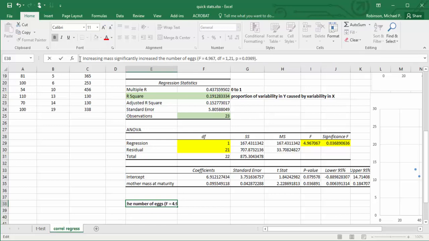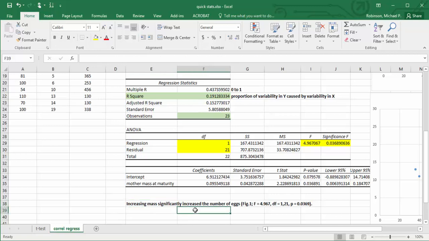And remember, you want to show them where those data are. So here, they're present in figure 1. Boom. Okay, so what I've just said, someone reading this can tell that as mass increases, it causes the number of eggs to increase. They can go find it in figure 1. Here are the statistics that support that.